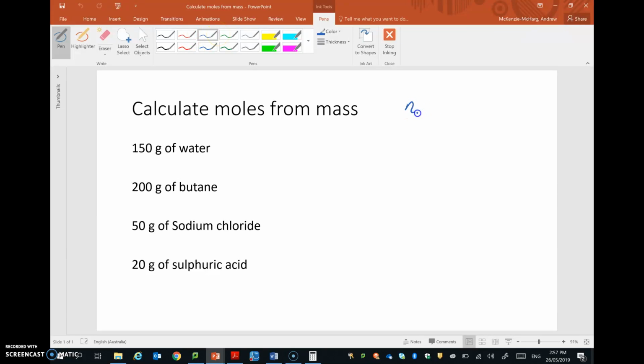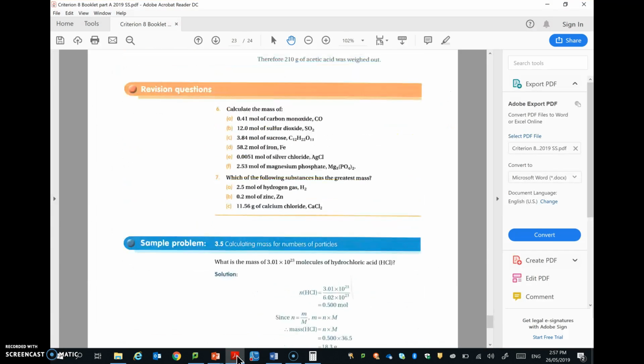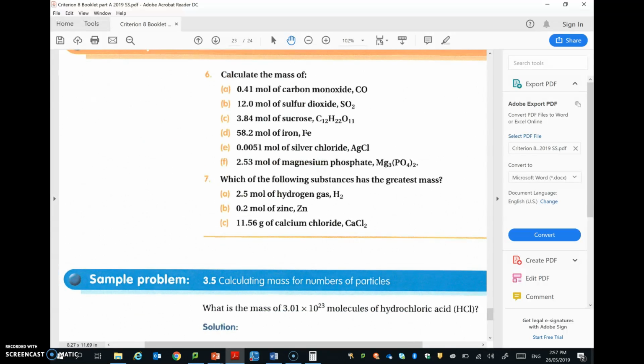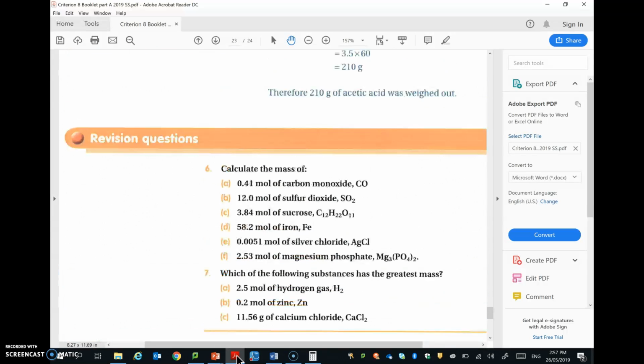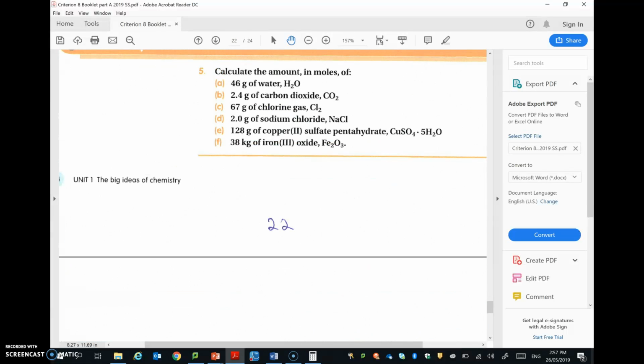And because we want the number of moles, we have n as the subject of the equation. And that's going to be equal to the given mass, m, divided by the molecular mass of the substance, capital M. So we've used this equation in a question previously. That was question 6 here, where we were finding the mass from the number of moles. What we're going to be doing here is like question 5, where we're given a mass and we go backwards the other way and calculate the number of moles.